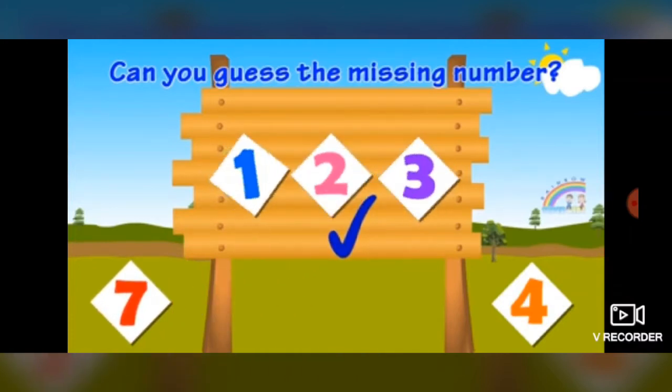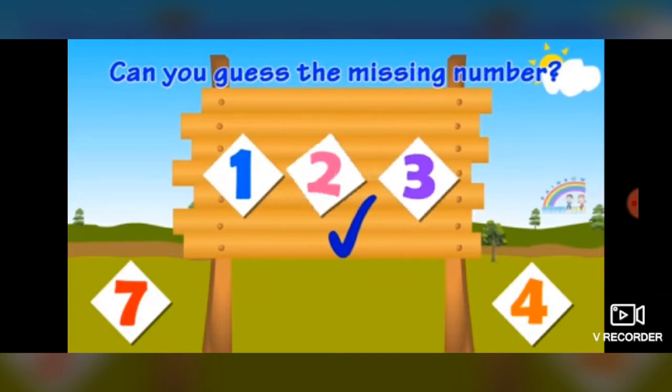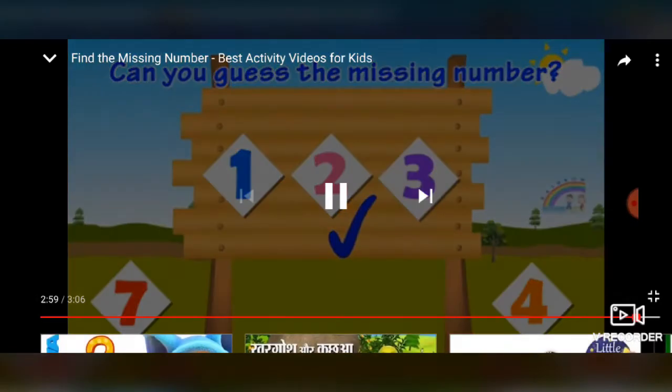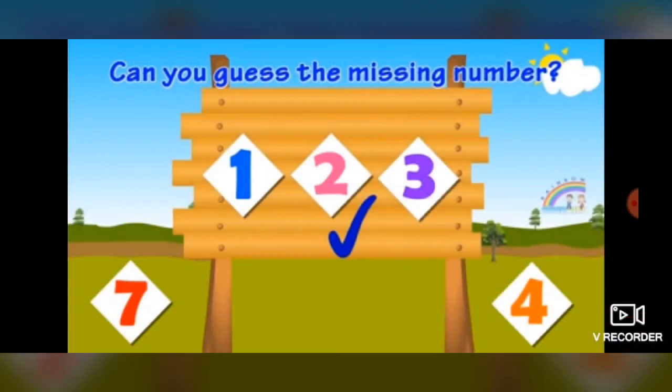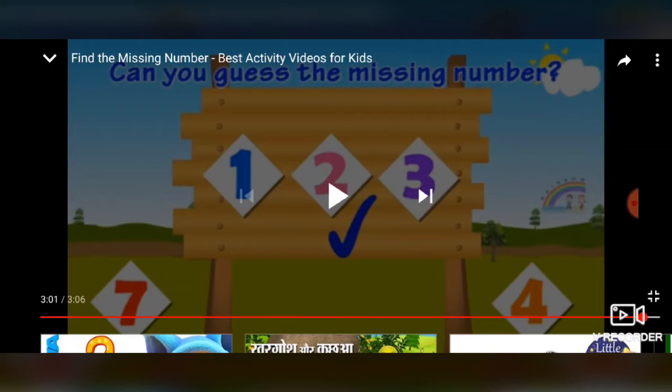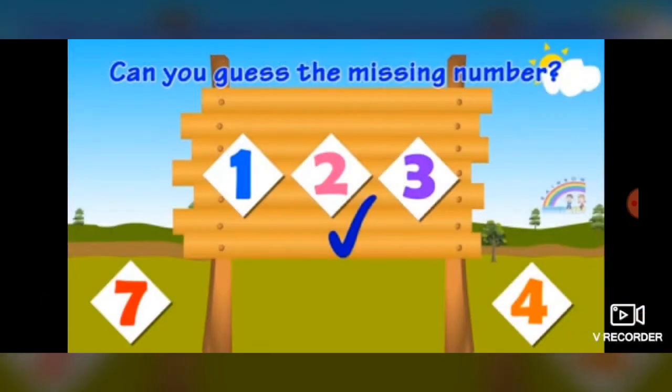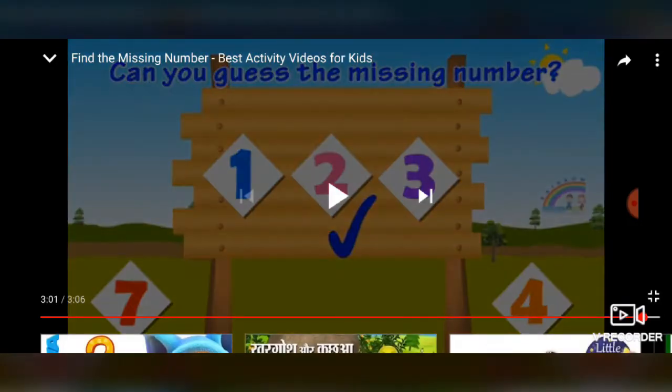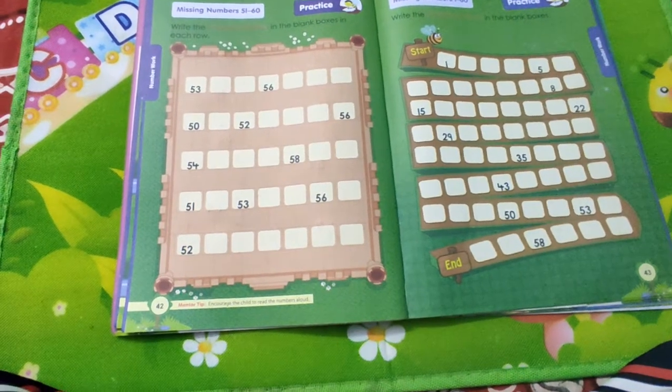1, 2, 3. So in this way you will do the missing numbers by counting forward as well as by counting backward. Alright children. So this is how you will do your missing numbers. In the next video we will do an exercise. Alright. Thank you.